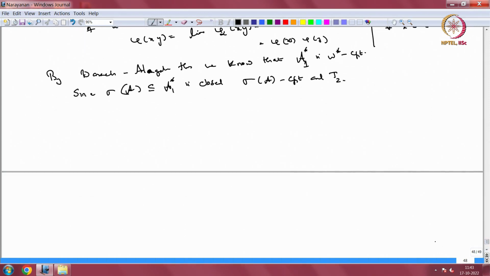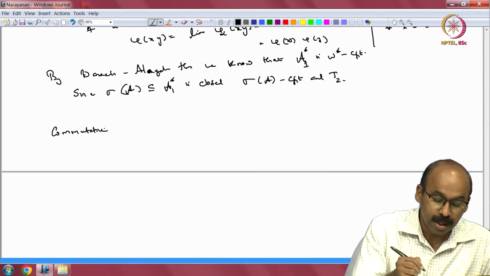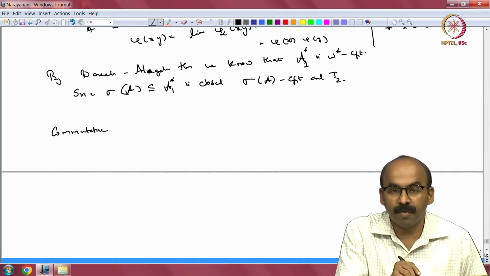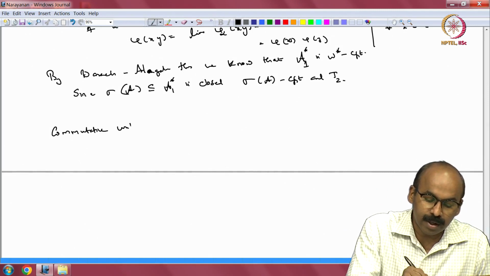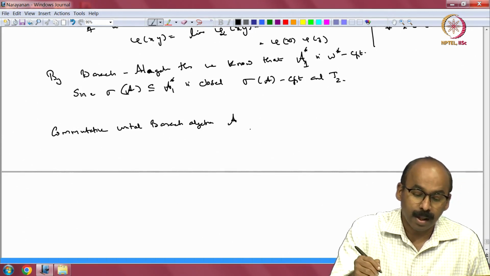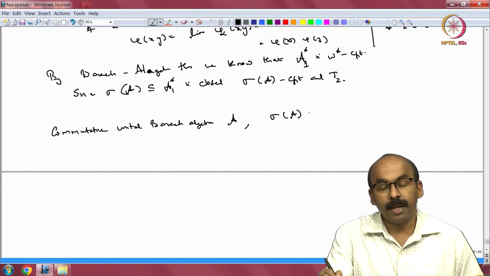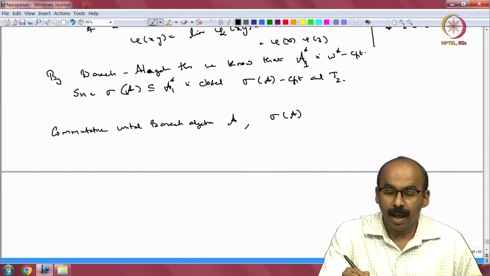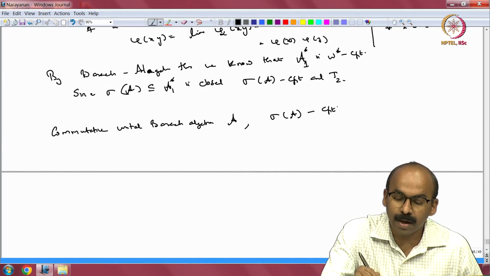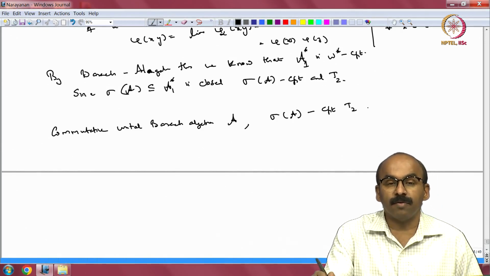Okay. So, what we have done so far is starting with a commutative unital Banach algebra A. We have sigma A, the collection of all multiplicative linear functionals on A, and this became compact and Hausdorff. So, it is a compact Hausdorff space.